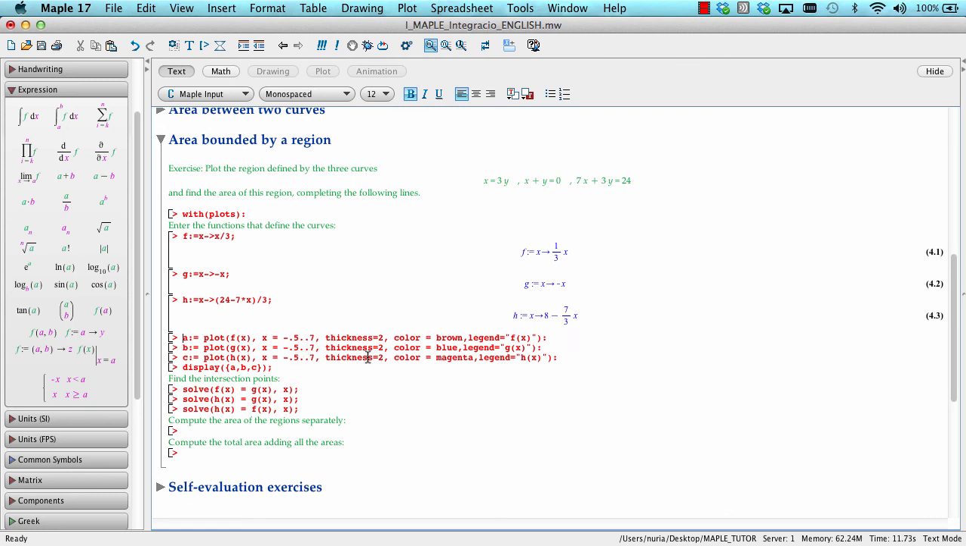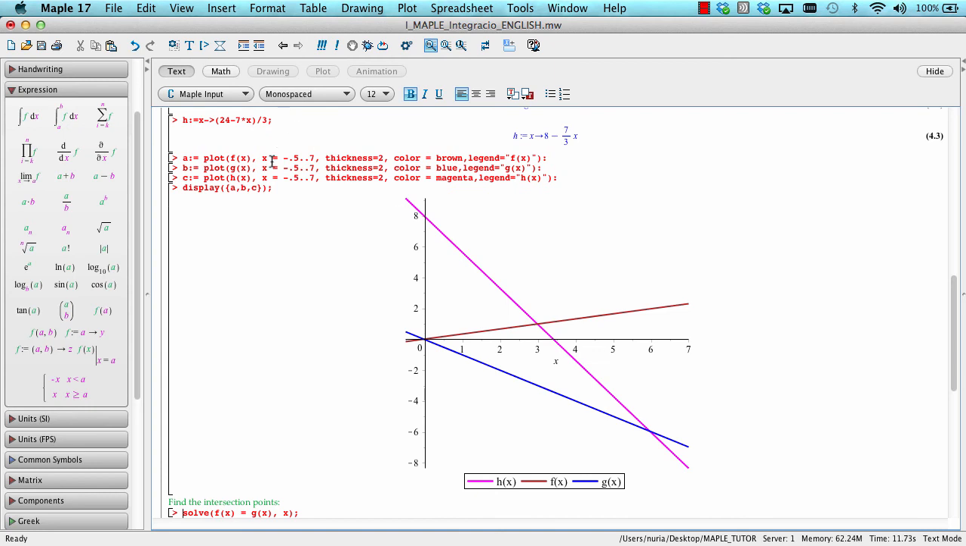We already have the plots prepared. We execute all the lines, and we have these functions. So we see that the g function, the blue one, always goes below. The brown one goes on top between 0 and 3. And the magenta or pink one goes on top between 3 and 6. And the area we are asked for is the intersection of these three curves, which is this region.